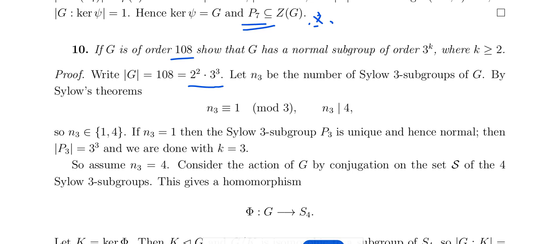Now the number of 3 Sylow subgroups: 1 plus 3k should divide 2 square, that is 4. For k equal to 0 we get 1, so the Sylow subgroup is unique. For k equal to 1 we get 4, and 4 divides 4, so this is true. So n3 belongs to {1, 4}.